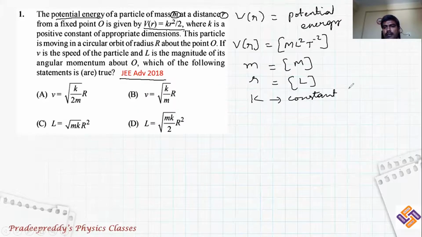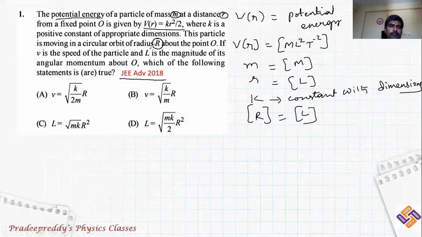This is constant with dimensions. Okay. Now this particle is moving in a circular orbit of radius capital R. Now what is the dimension of radius? It is also length. About a point O, if V is the speed of the particle and L is the magnitude of its angular momentum about O. So V is the speed.